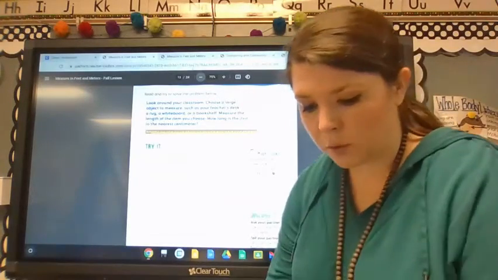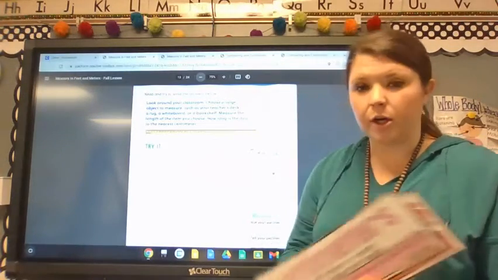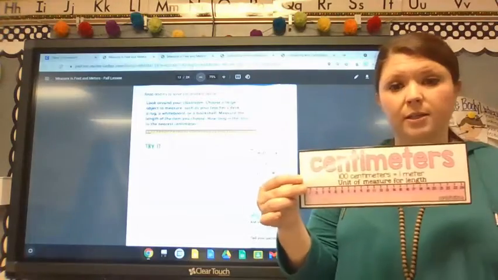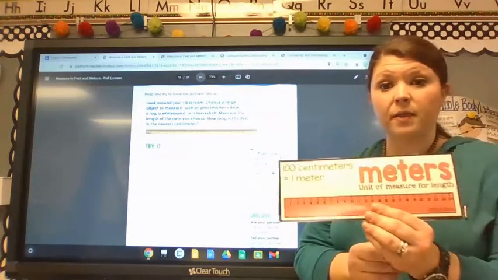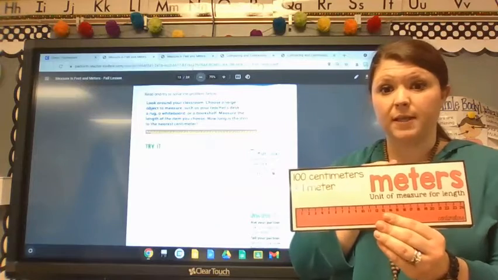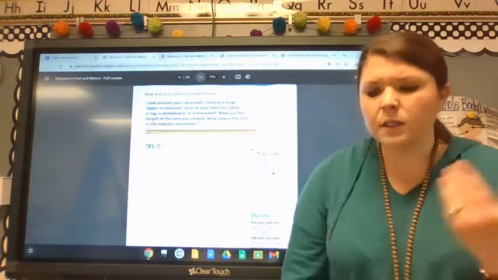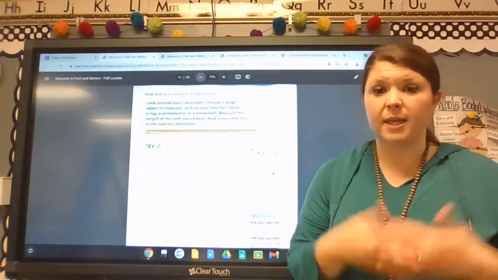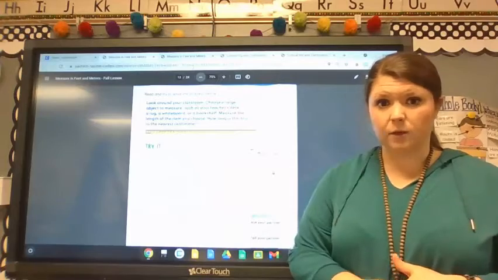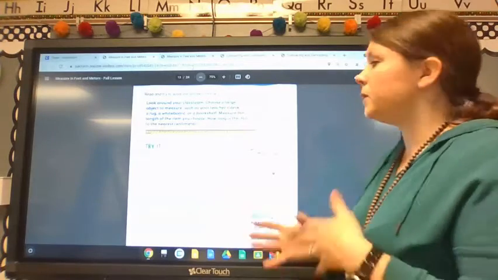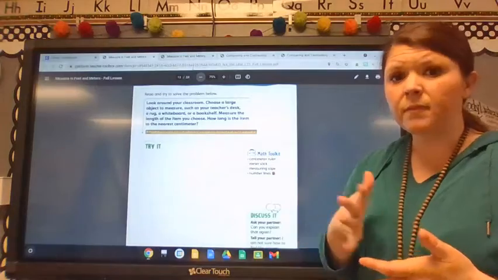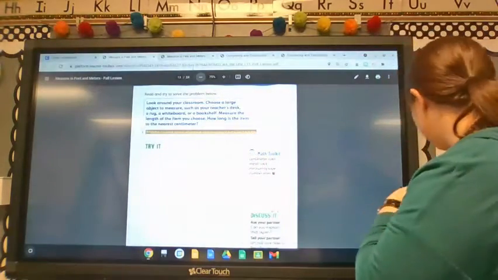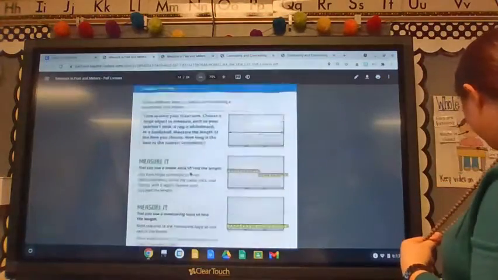So now let's think about what tool would be the most appropriate. We talked about 2 tools just a minute ago in our introduction. We have a ruler, which has 30 centimeters on it. And then we have meter sticks, which measure in meters. So think about which tool would be the most appropriate for this, okay? All right, what we're going to do now is look through some ideas on how we can measure the length of the board, okay?